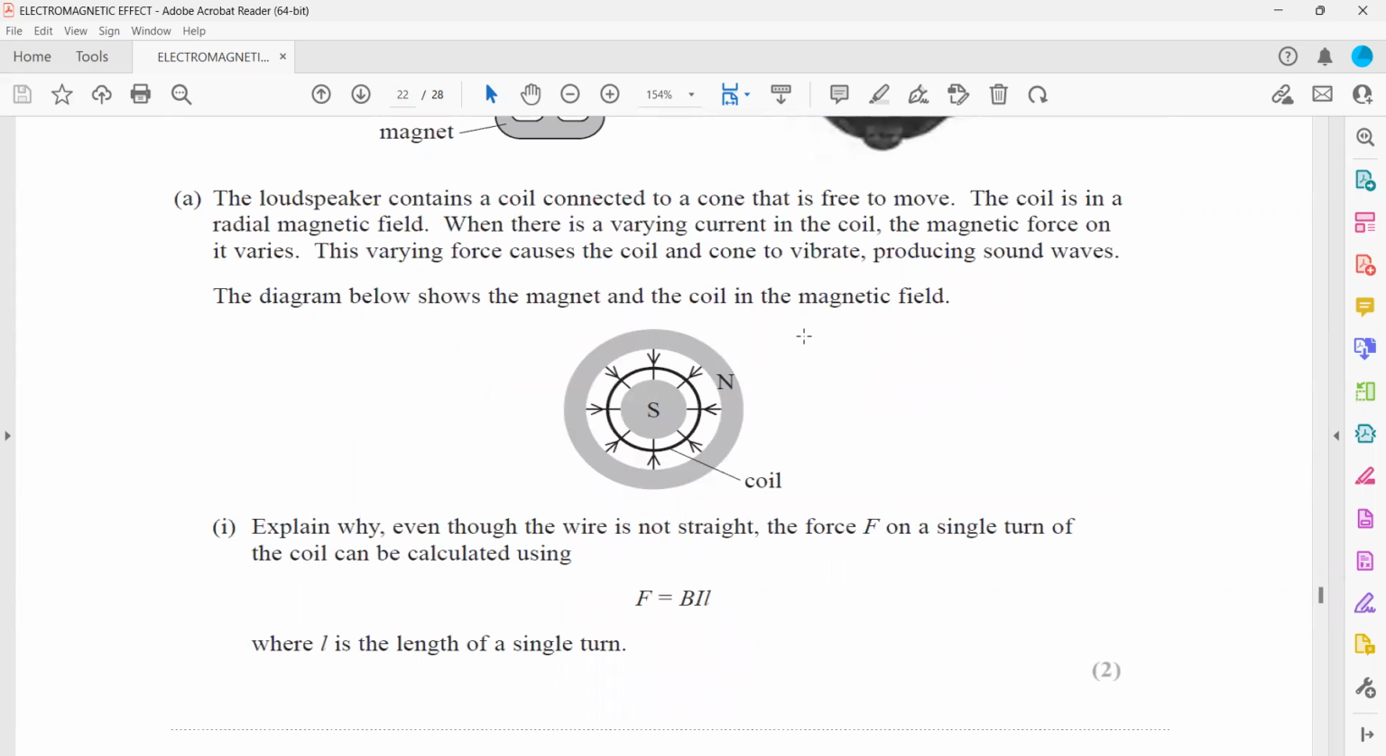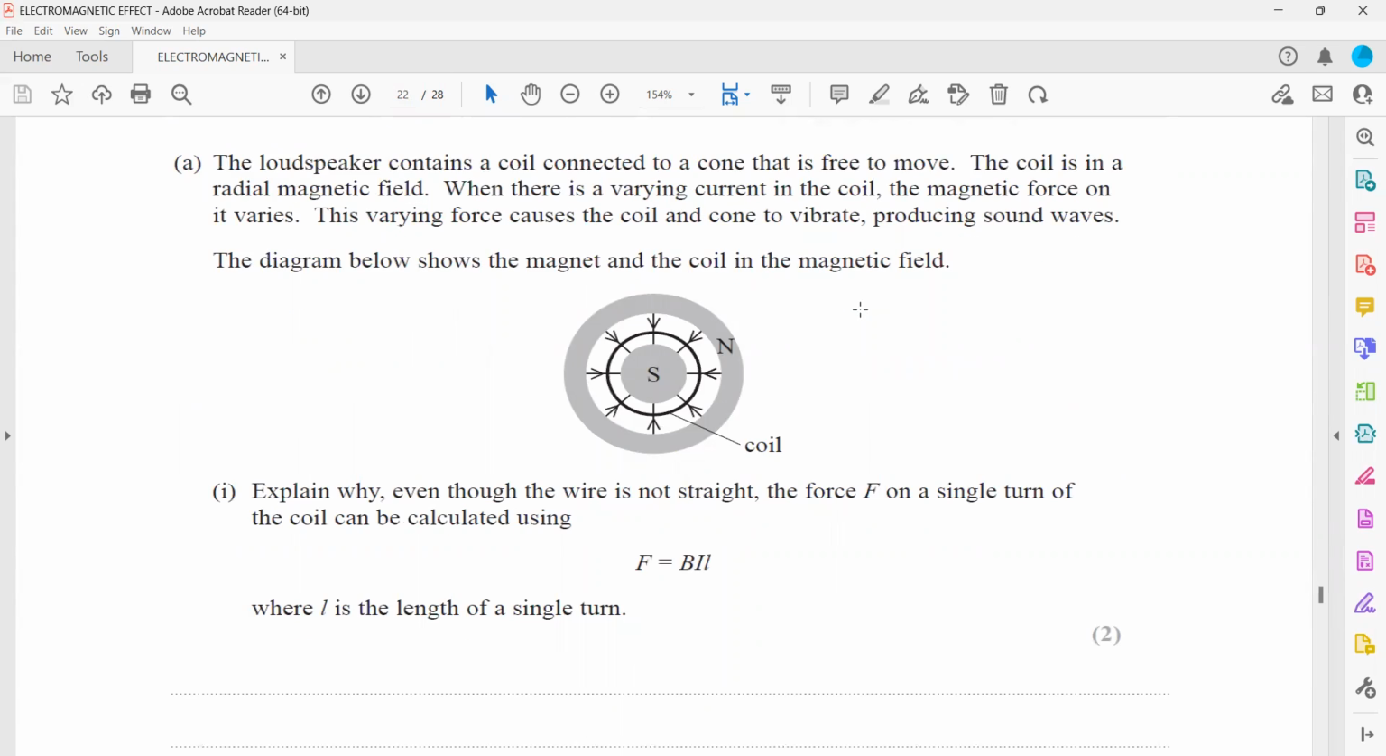So a loudspeaker contains a coil connected to a cone that is free to move. The coil is in a radial magnetic field. Radial magnetic field means the magnetic field is pointing towards the center, like a radius. And you can see when current flows through this wire, the direction of the magnetic field and the direction of current are perpendicular.